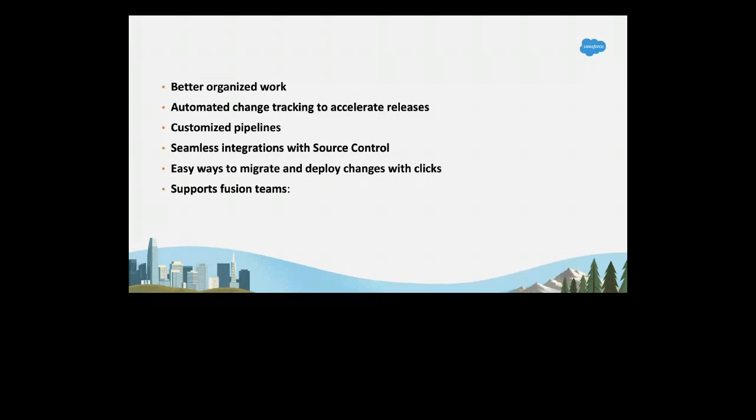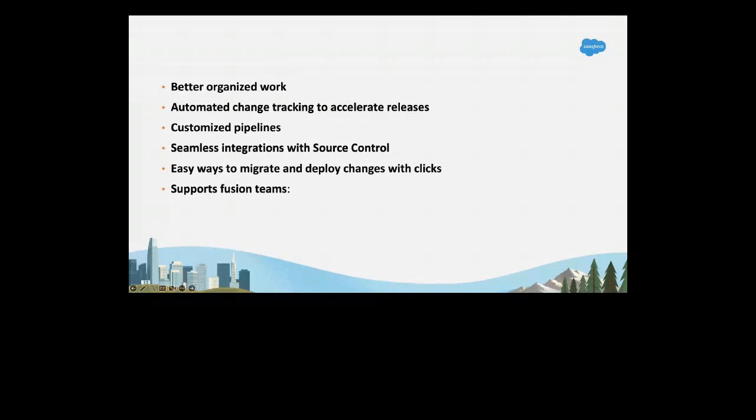Another thing is customized pipelines. What does that mean exactly? When you say customized pipelines, I can have multiple orgs. First I can have the developer org, then my UAT org, then my integration org, then production. I'm going to show you in a while how you can configure these multiple orgs in a better way, just with the help of clicks.